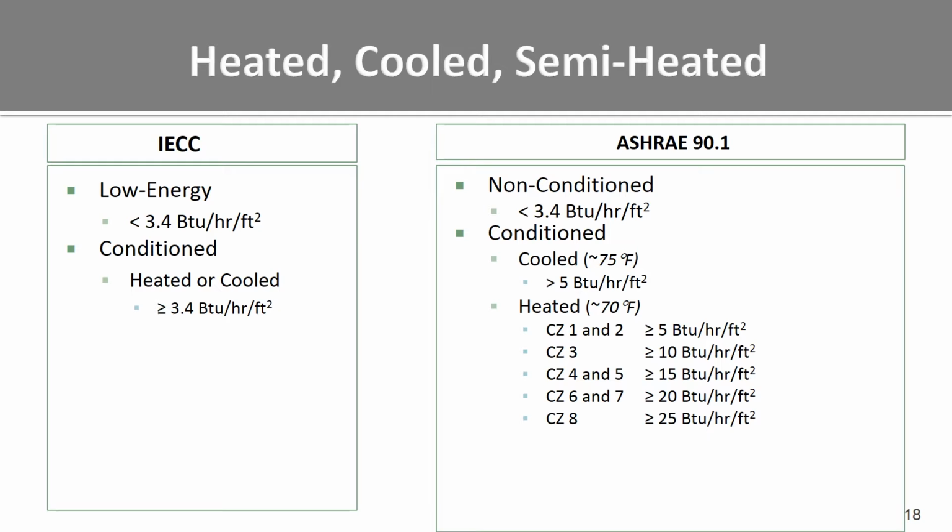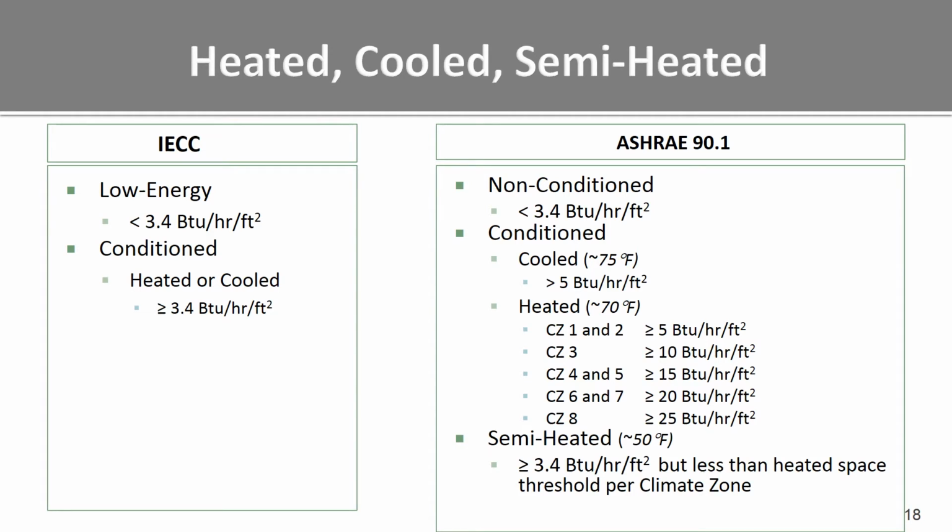The heated space is broken down by climate zones and still utilizes the BTUs per hour per square foot, but it varies based on where you are in the country. So you would be considered conditioned if you're anything greater than 5 BTUs per hour in climate zones 1 and 2. But that would not be the case if you were in climate zone 6. You would have to be above 20.